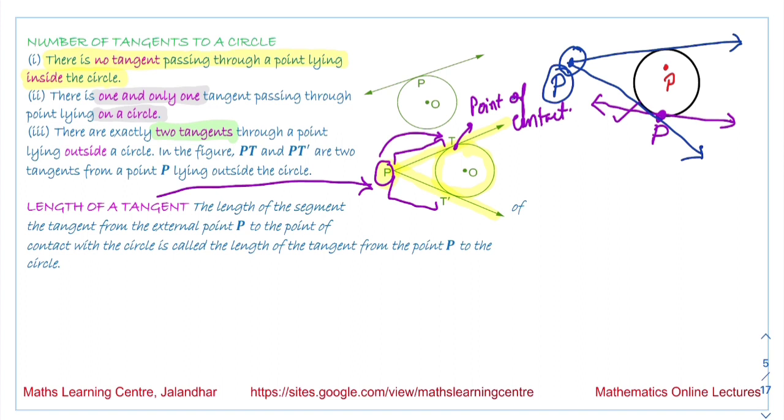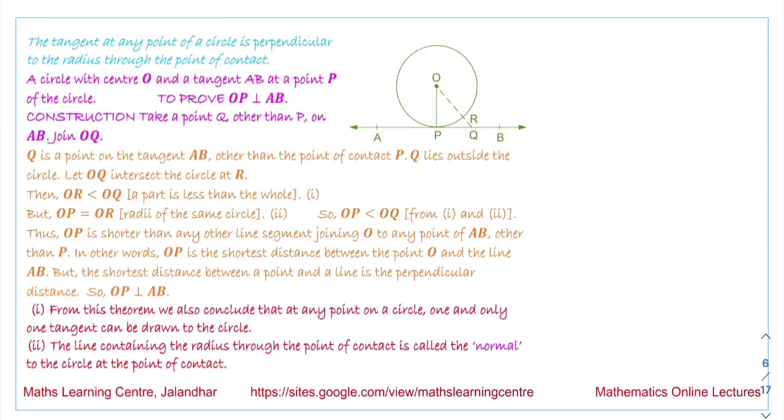Now the first result that we have is that the tangent at any point of a circle is perpendicular to the radius through the point of contact. So we are saying, suppose a circle is given and this is the tangent at the point P, and we have drawn the radius. This is the center of the circle O, and this OP is the radius. We have to prove that this tangent is perpendicular to the radius. It means we have to prove that this angle is 90 degrees. This is to be proved.